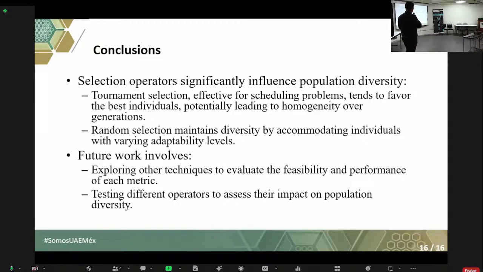Also, the type of selection significantly influences population diversity. Tournament selection, effective for scheduling problems, tends to favor the best individuals, potentially leading to homogeneous populations over generations. Random selection maintains diversity by accepting individuals with varying adaptability levels. Future work involves exploring techniques to evaluate the flexibility and performance of each metric and testing different operators to assess the impact on population diversity.